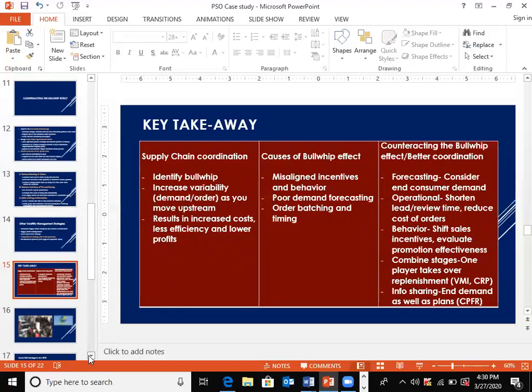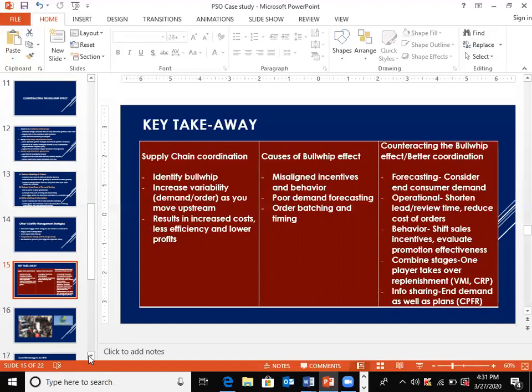This particular slide gives you a synopsis. It covers a lot of what we have discussed in this lecture. Just to give you a quick overview, supply chain coordination is the increase in variability in inventory as you move upstream. This supply chain bullwhip effect results in increased costs, less efficiency, and lower profits. So the bullwhip effect is actually something very, very serious.